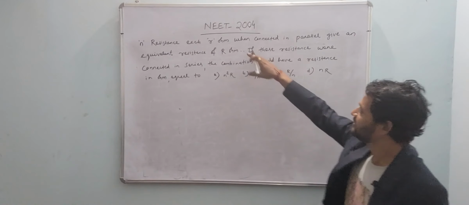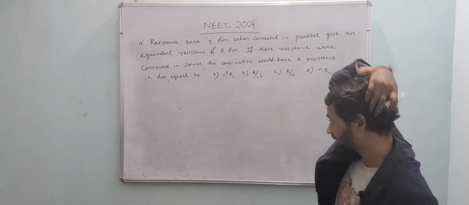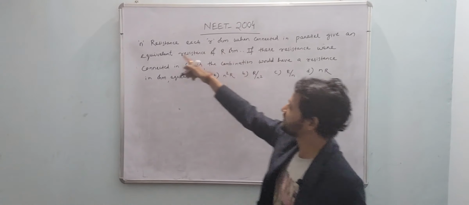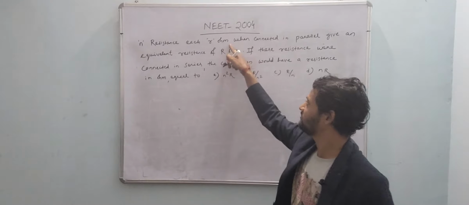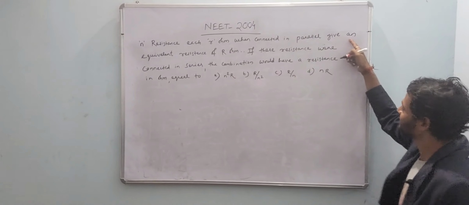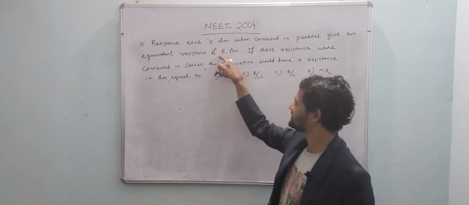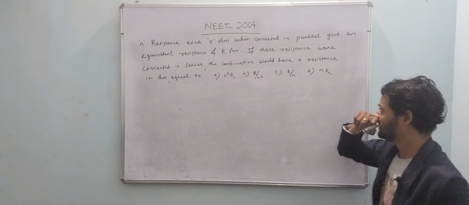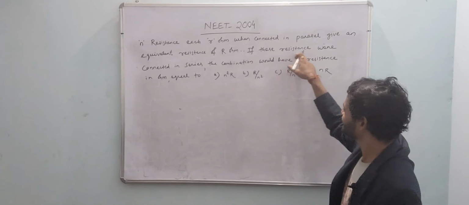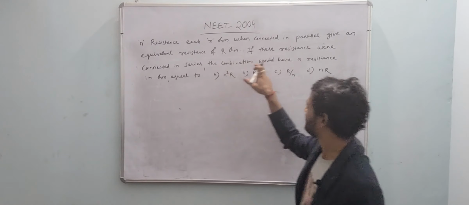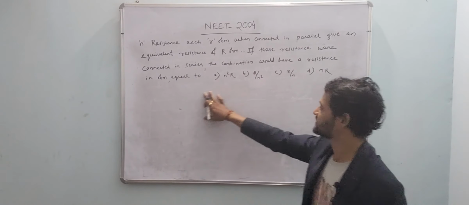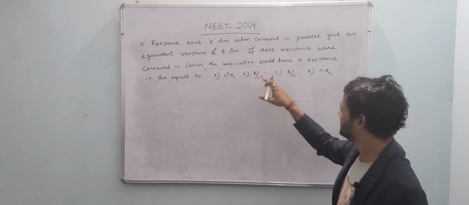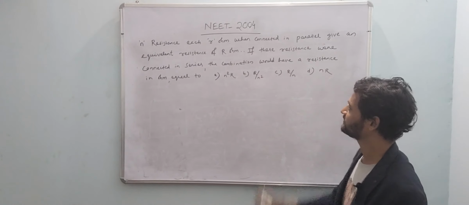Okay. So look at the question. That question came in 2004 NET. The question is: N resistances each of R ohm when connected in parallel give an equivalent resistance of R ohm. Then if these resistances were connected in series, the combination would have a resistance in ohm equal to what? There are 4 options: N square R, R by N square, R by N, N.